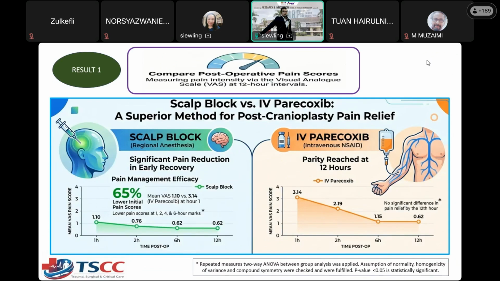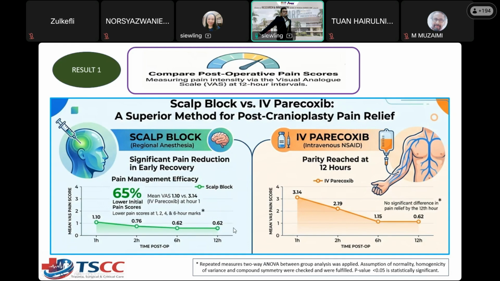Okay, what did we find as a result of the study? First of all, when comparing the scalp block and Parecoxib, we found that at 1 hour post surgery, there was a 65% lower initial pain score in the scalp block group, as compared to those given Parecoxib. So meaning that those given IV Parecoxib have a higher pain score.